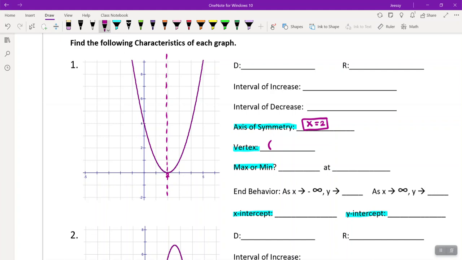So that's going to be here, and it happens at? Now, looking at this graph, we see how it's opening up. That creates a minimum. It creates like a valley, a low point right here. So this is a minimum. And it happens at y equals, so for that you need to go to the y-axis here, 0.